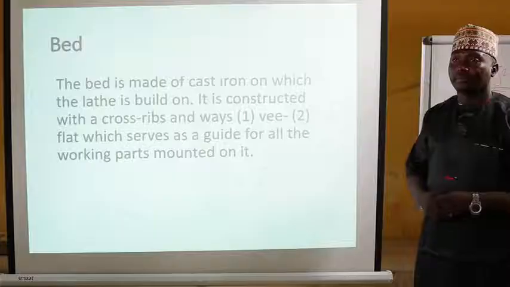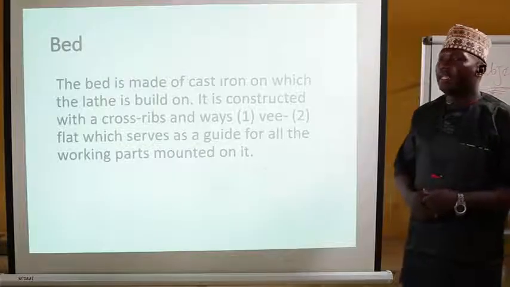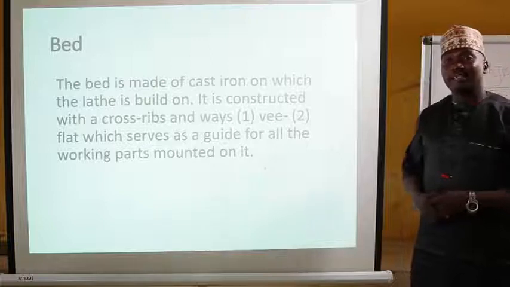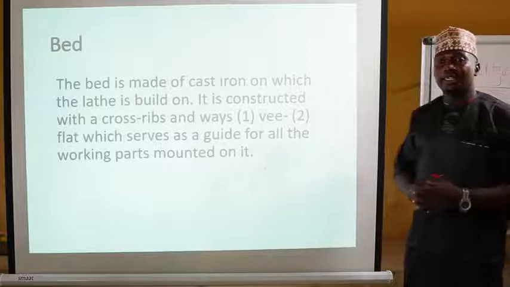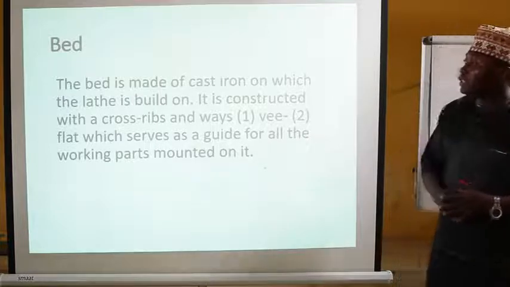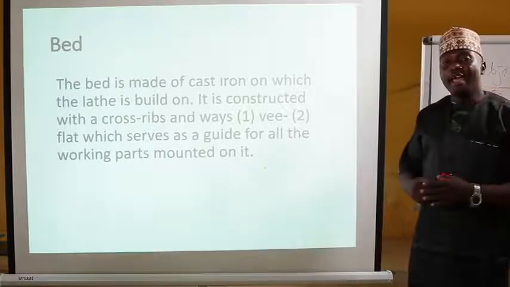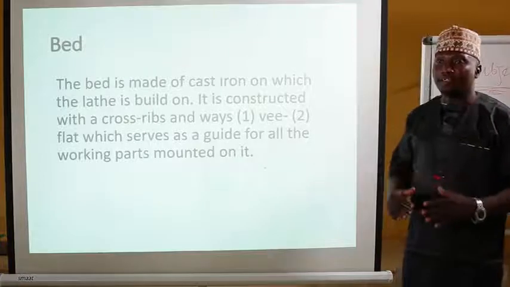Now, we move to the next part of the lathe, which is the bed. The bed is made up of cast iron, and it is on the bed that the lathe machine is built upon. Every part of the lathe machine is lying on the bed.